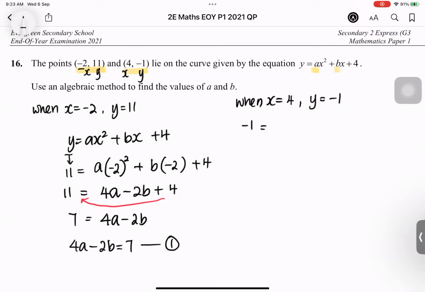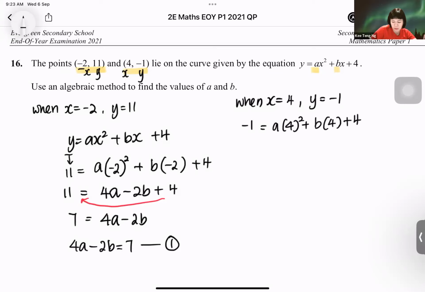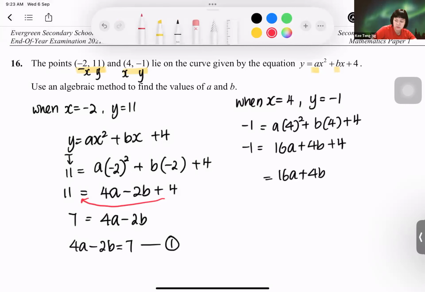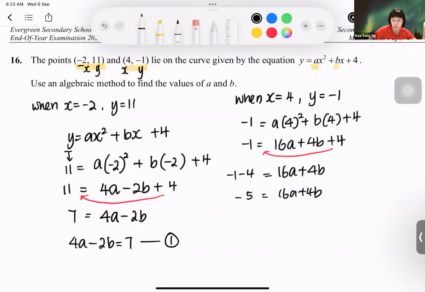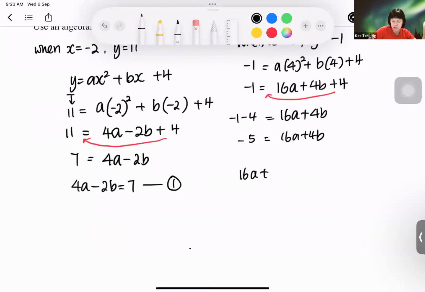-1 equals 4A squared plus 4B plus 4. So in this case, -1 equals 16A plus 4B plus 4. Similarly, I'm going to make the equation, shifting this 4 over, so this one becomes -4. -1 minus 4 is -5. With that, I get my second equation, 16A plus 4B equals -5.